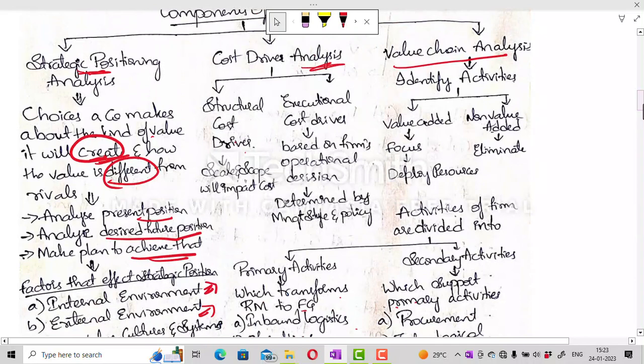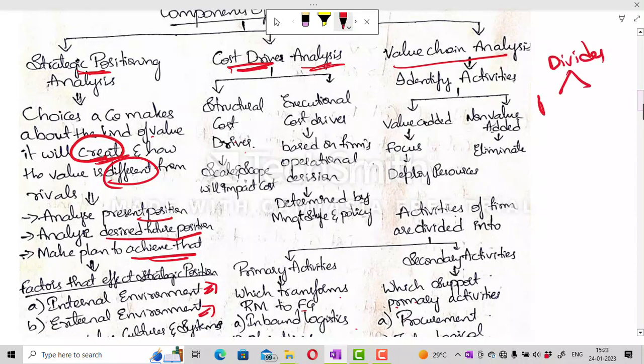So, after analyzing our strategic position, we need to properly analyze the cost driver. What is meant by cost driver? See, how we need to divide the cost between our results. Like, machine X is used to produce X and Y, and we incur 2 lakhs for machine X. How do we distribute the 2 lakhs to X and Y?